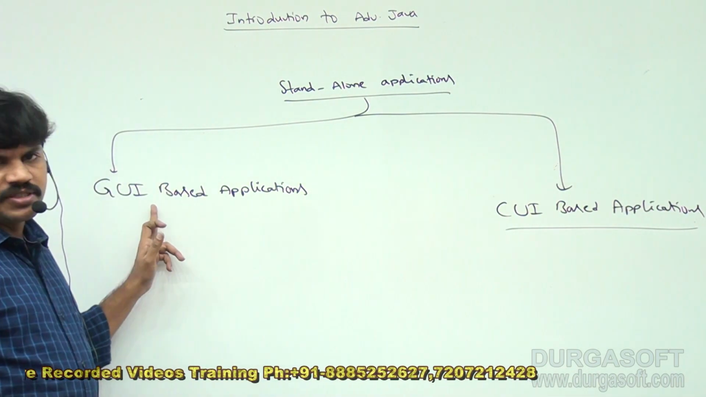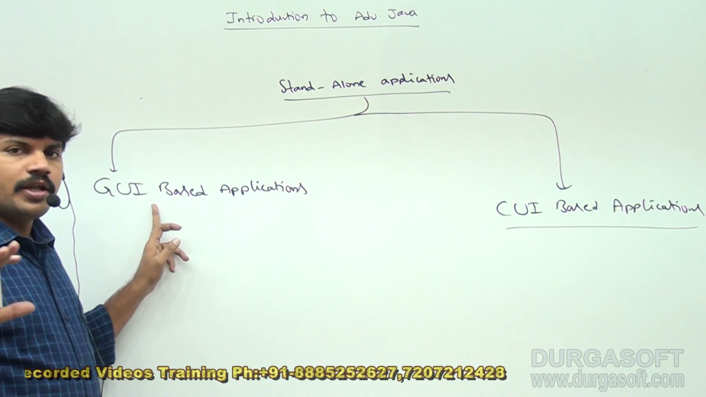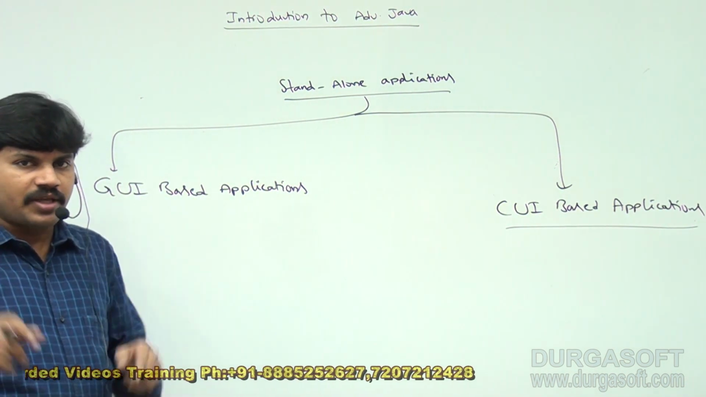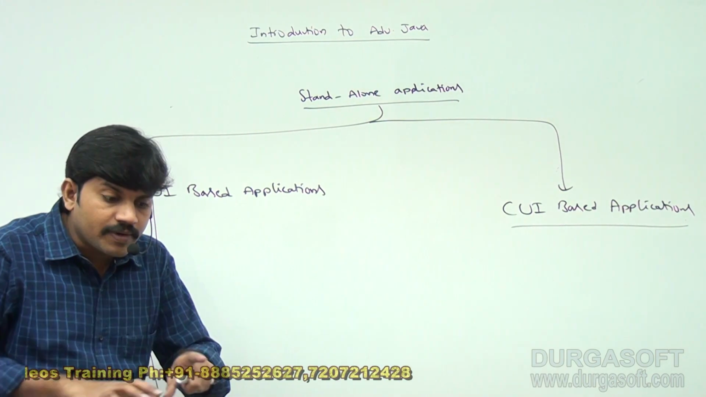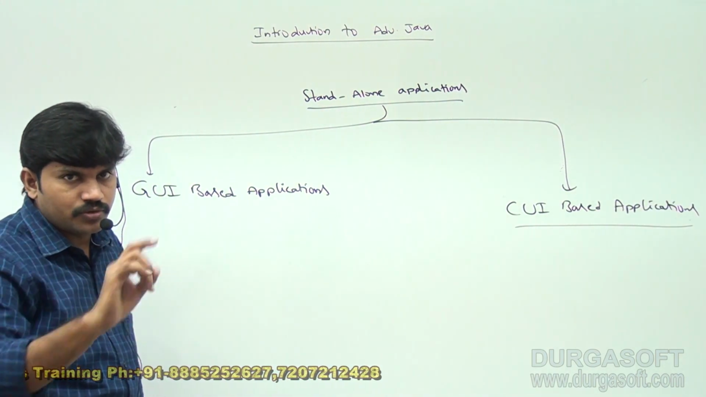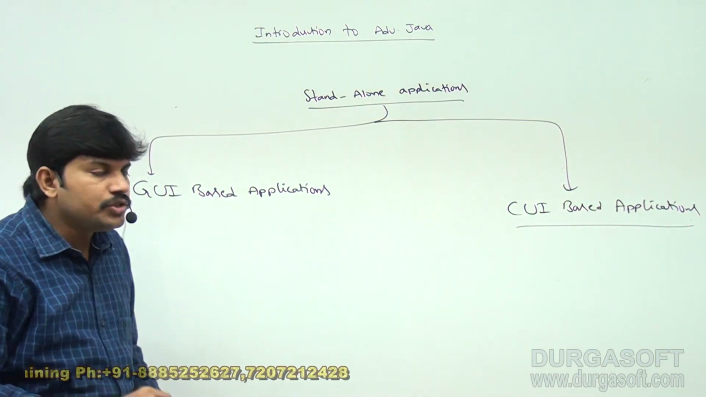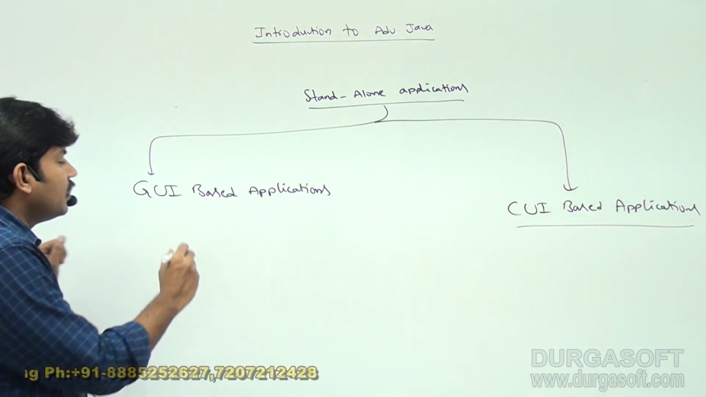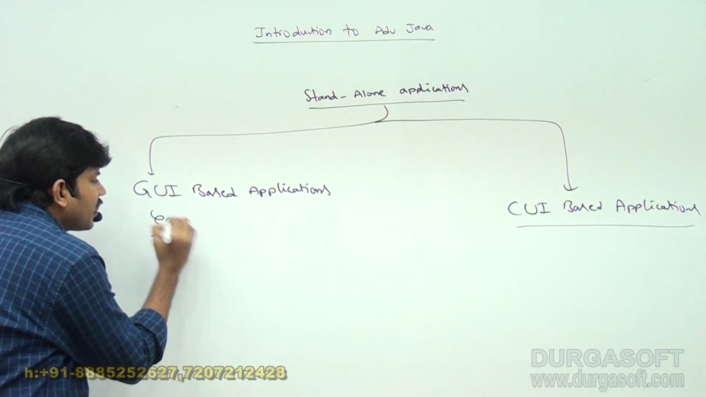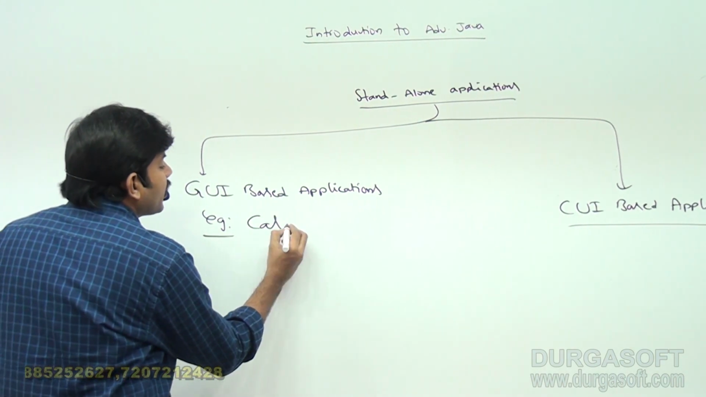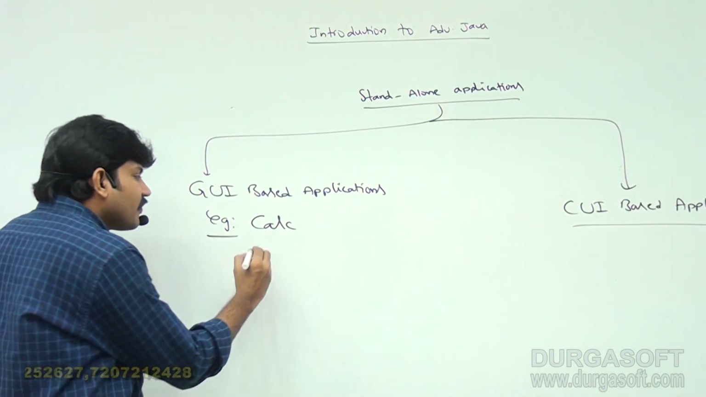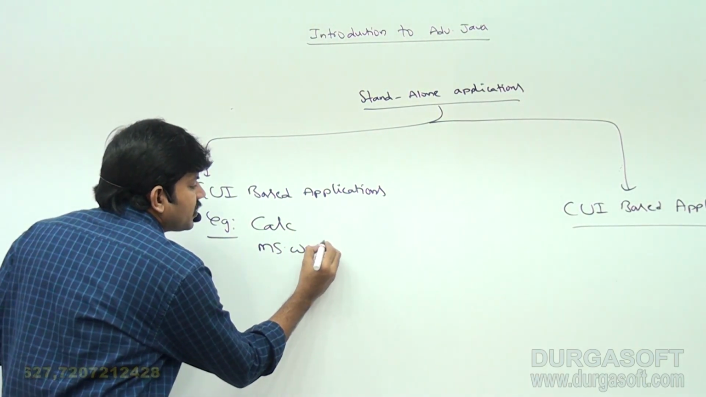What is a GUI based application? We can operate this application with the GUI screens. Best example, calculator application. We are not required to run the calculator from the command prompt. Just with the mouse we can operate it. With the GUI screens we can run it. Such types of applications are by default considered GUI based applications. Best example, calculator application. Next, MS Word.